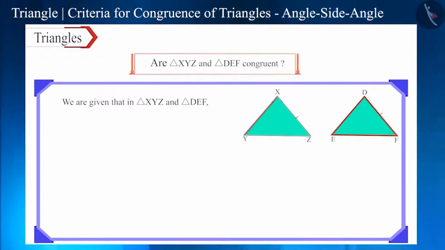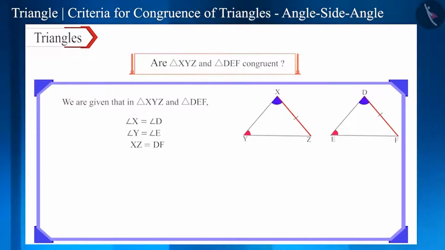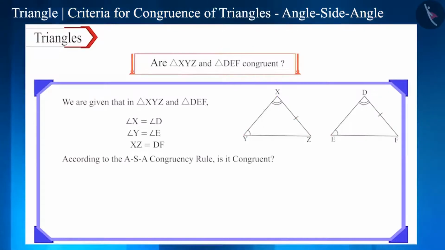In both these triangles, angle X and angle D are equal, angle Y and angle E are equal, and side DF and side XZ are equal. So, are these triangles congruent according to the ASA angle side angle congruence rule of triangles?